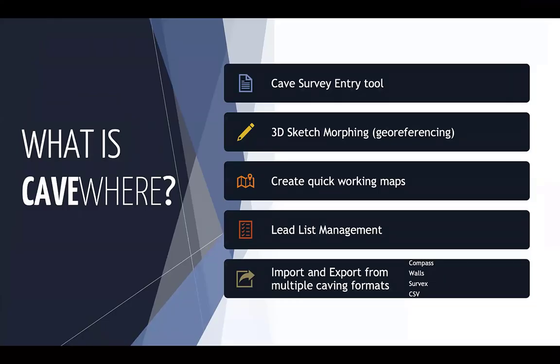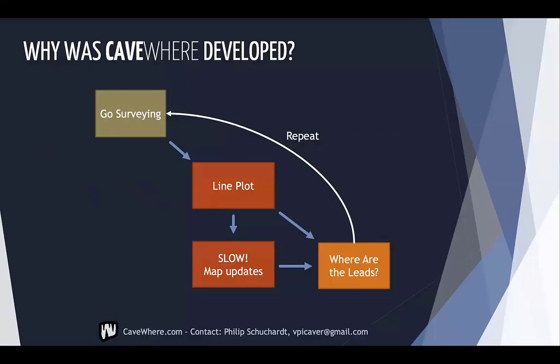All right, so what is CaveWhere? CaveWhere is a cave survey program. And these are kind of the things that it can do. You can enter survey data in it with the Cave Survey entry tool. You can do three-dimensional sketch morphing or georeferencing. In CaveWhere, it's called carpeting. You can create quick working maps.